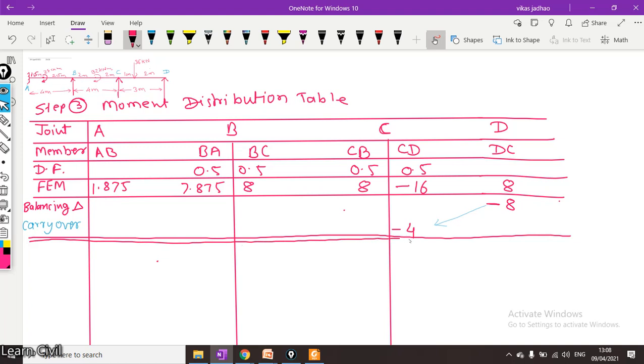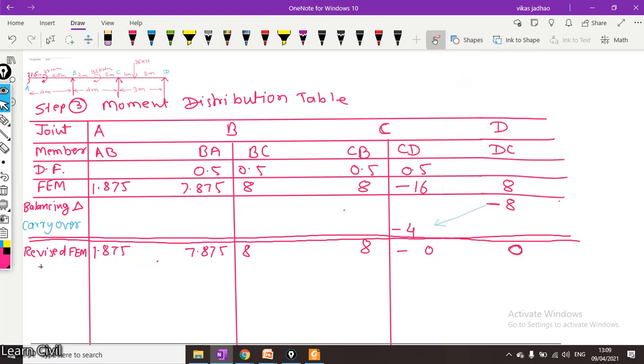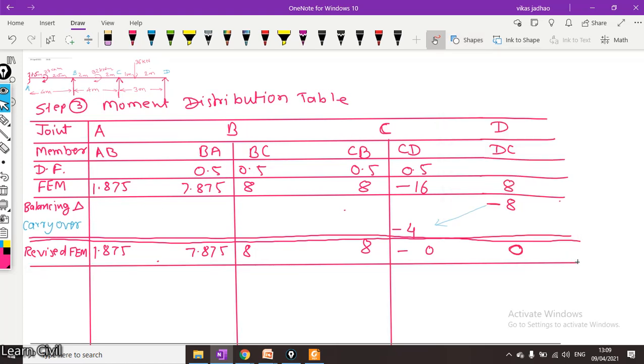Okay, and then write down the revised fixed end moments. Now we will get the revised fixed end moments: 1.875, 7.875, 8, 8, minus 16, minus 4, and at this particular support D, which is a simple support, the final end moment will be 0. So these are our revised fixed end moments.